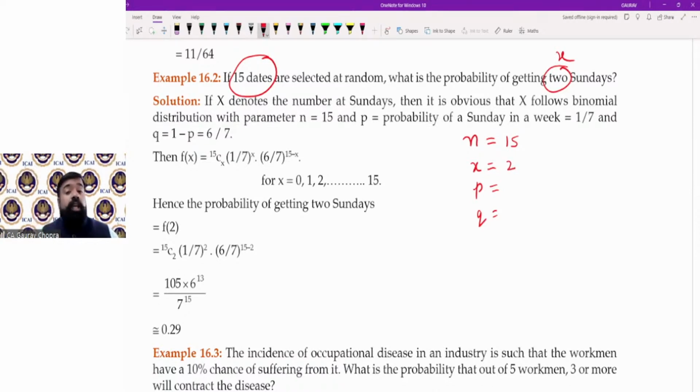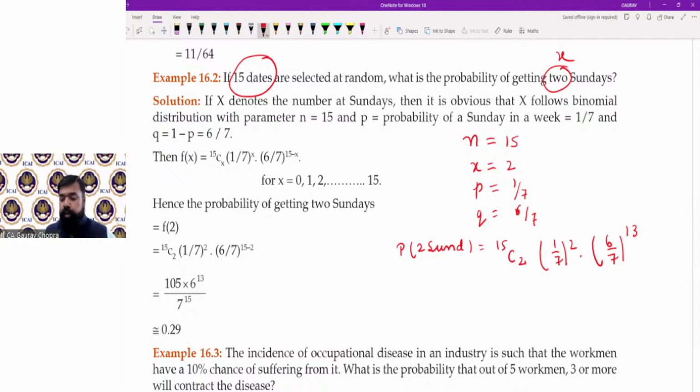Since we require Sunday, what is the probability of getting Sunday in a week? So in a week, there are 7 days. And out of those 7, what is the probability of getting Sunday? It is 1 by 7. And failure, not getting Sunday. So chances of not getting Sunday are 6 by 7. So these are the 4 values N, X, P, Q. Now you can apply this and get the result. So therefore, the required probability of 2 Sundays will be 15C2, 1 by 7 to the power of 2, and 6 by 7 to the power of 13, that is 15 minus 2. So now you can multiply, divide, and get your result.